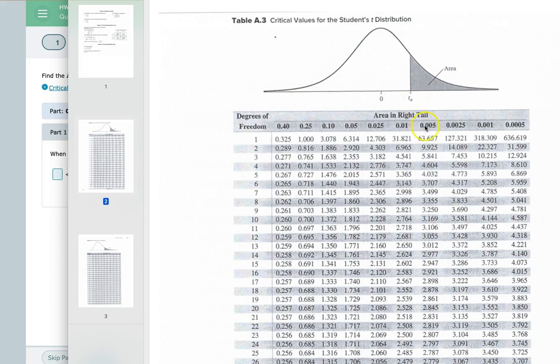You've got to be very careful when you're using the chart with t values. This gives you the area to the right, and you can see the picture tells you that. So you've got to be careful. It's always good to look at the picture, because it's going to be the area to the right.